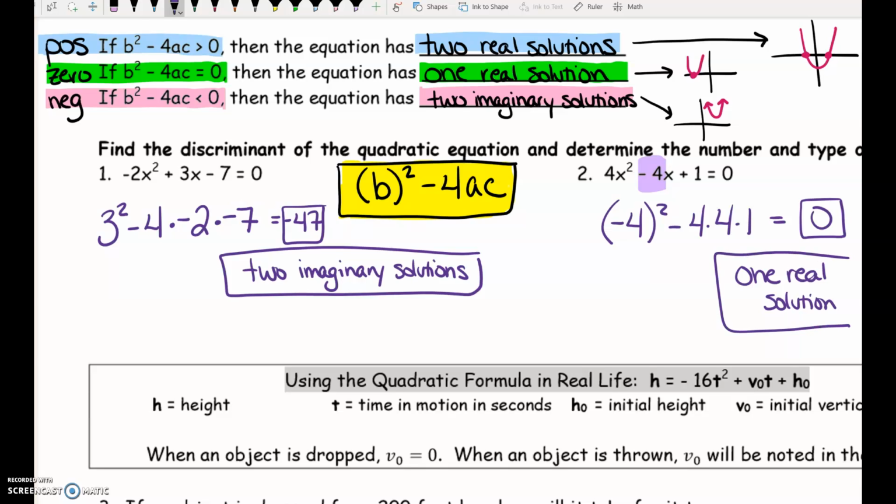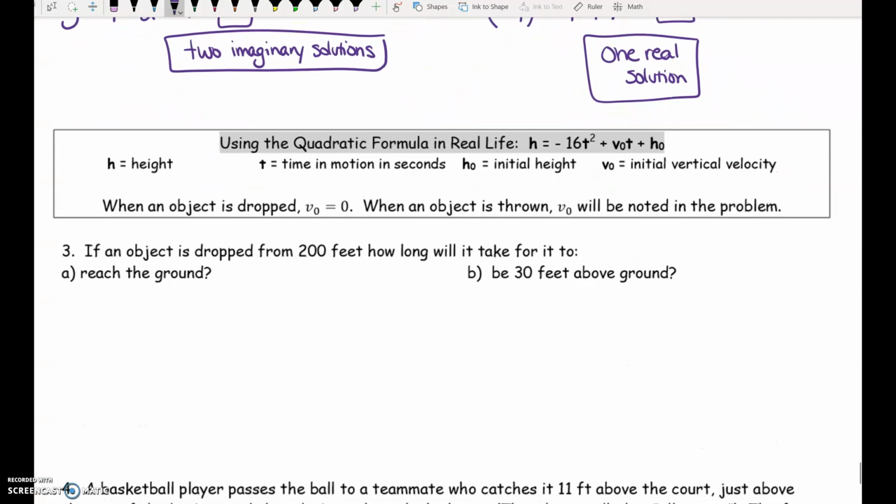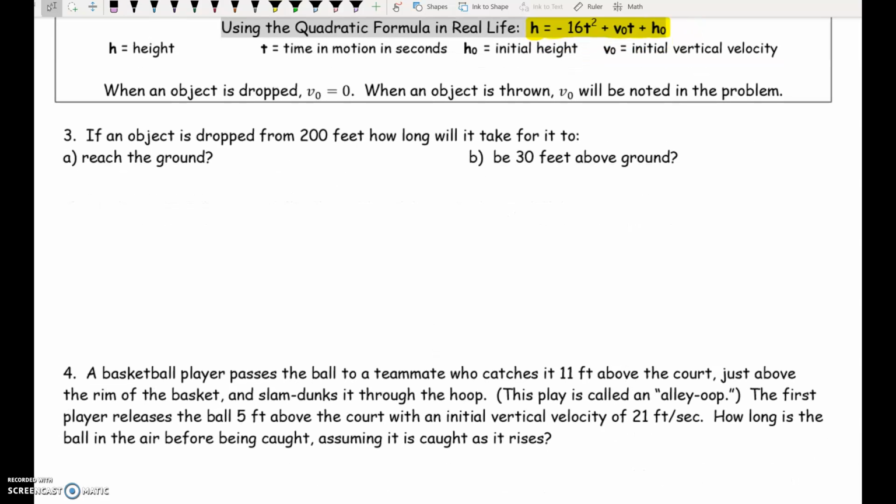So I think 4 or 5 of your problems on your assignment today are find the discriminant and decide the number and type of solutions. So light work, right? The last problem on your assignment is a word problem similar to number 4. And this is using the quadratic formula, the object dropped or thrown formula, which is right here. We're actually going to skip number 3, so I'm going to rewrite this formula down here in the number 3 space, and then we can talk about what all the pieces mean.